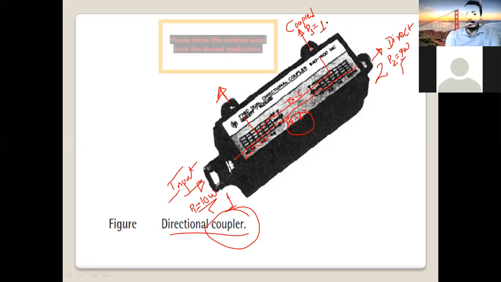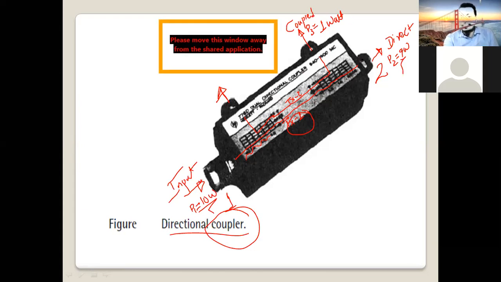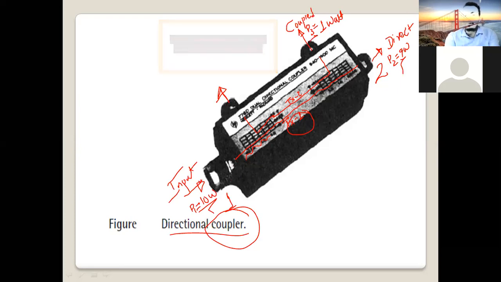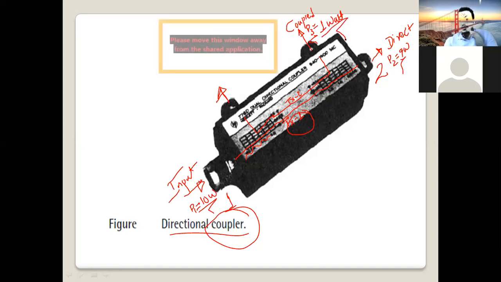It is what? 1 watt. Because 9 watt is transmitted directly from port 1 to port 2, direct transmission. But a small part of the signal is coupled and transmitted in a different direction. So here we have P3, 1 watt. 9 watt transmitted directly, we get it at port 2. 1 watt is coupled, and we will get it at port 3.